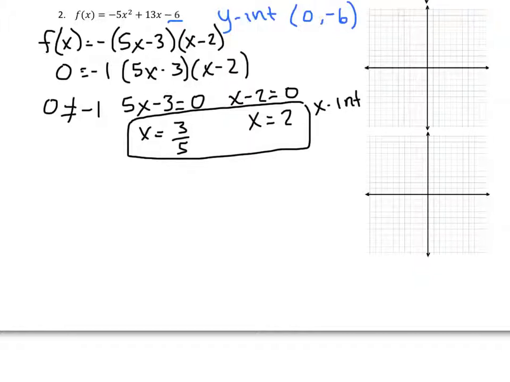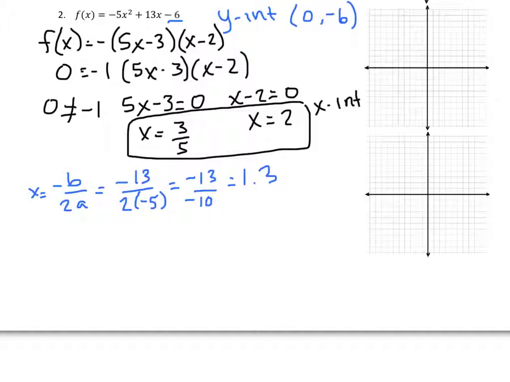Alright, now to find the maximum point. Since our value of a is negative, we know we're going to have a maximum point. We could find the midpoint between these 2 points, but since we have some fractions here, let's go ahead and use the formula negative b over 2a. So that would be negative 13 over 2 times negative 5, so negative 13 over negative 10, which is 1.3. So that's the x-coordinate of my maximum point.